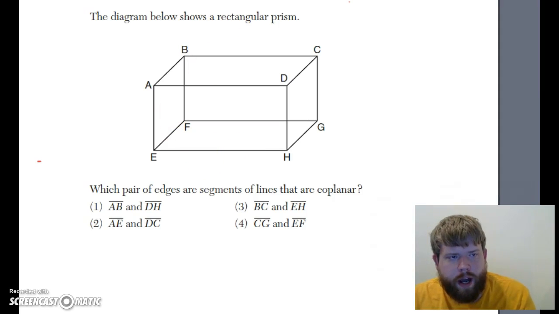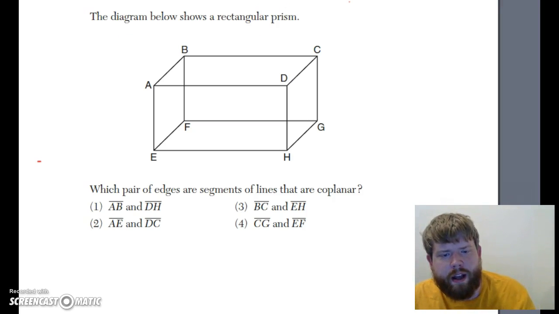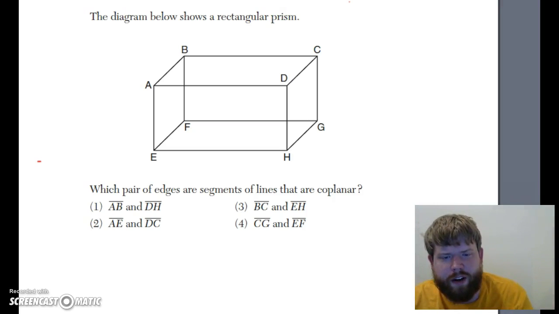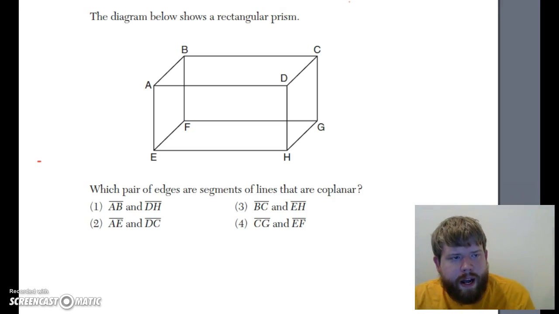Okay, so coplanar means in the same plane, just to remind everyone. And a plane is a flat surface that goes on forever. So you can kind of imagine it as a piece of paper, but not quite, because you'd have to imagine it as a piece of paper that goes on forever in every direction. All right, but let's look at this diagram. We have a rectangular prism, so that at least doesn't go on forever.